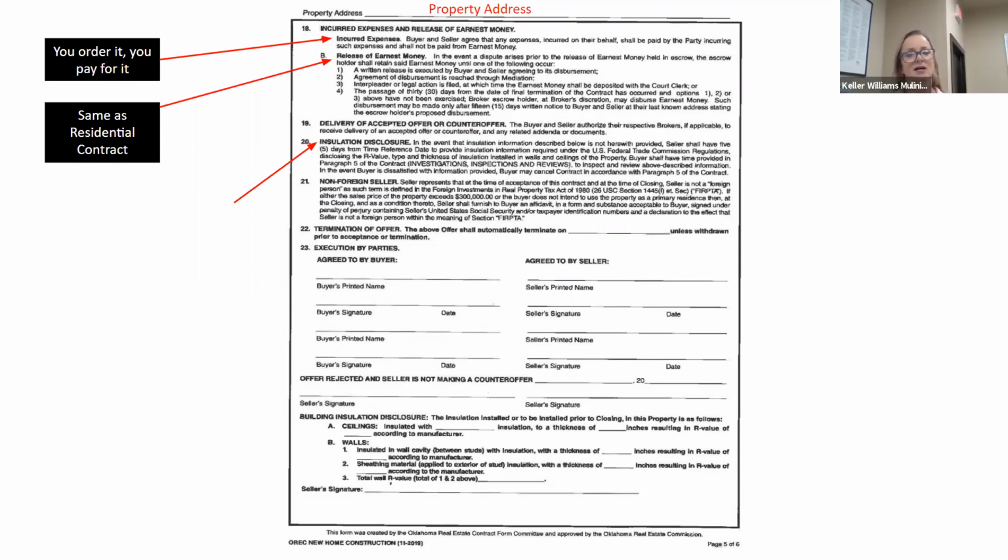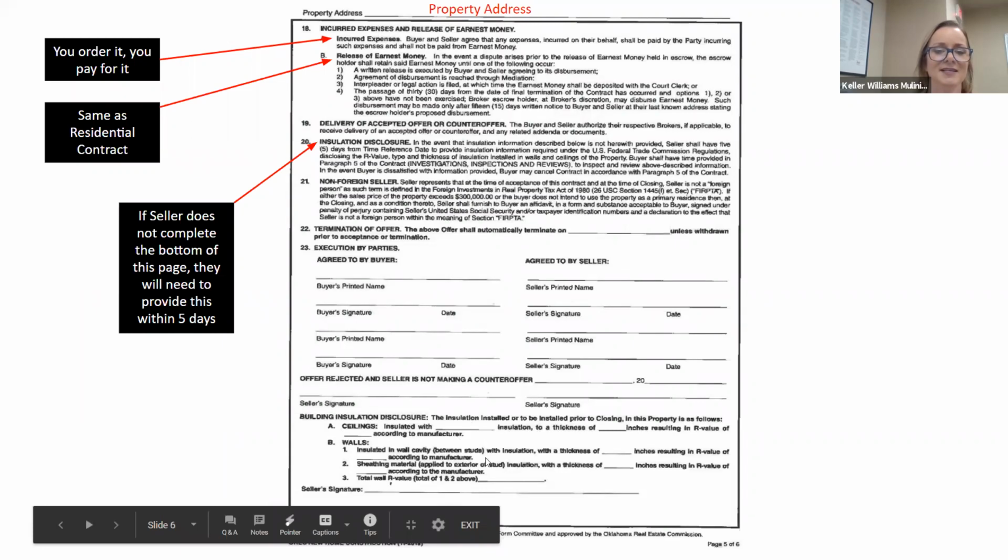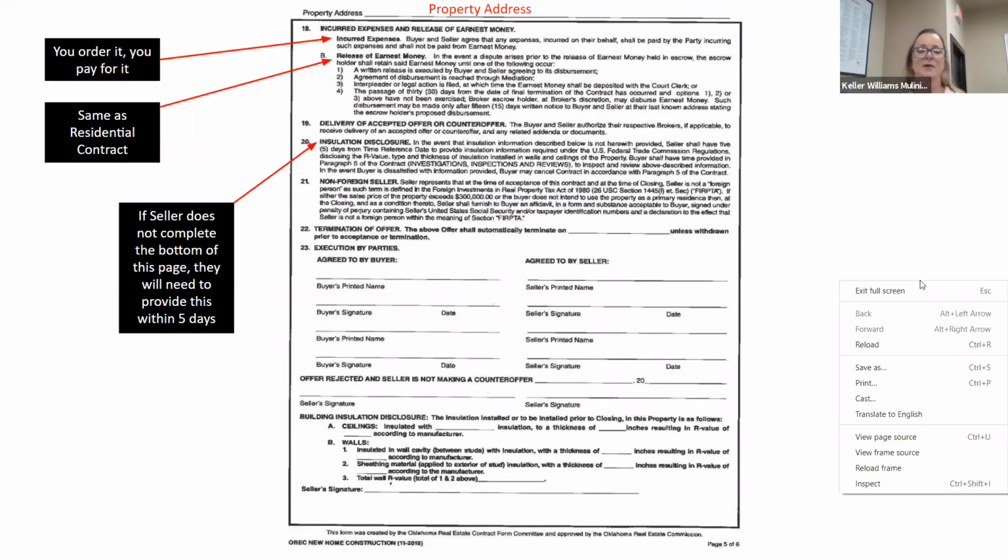Here, paragraph 20 talks about the insulation disclosure. So the seller will provide the insulation information within 5 days of the time reference date, and the buyer has the opportunity to review. If they find the insulation to be unsatisfactory, they can cancel the contract. If you look down here at the bottom of the page, this is the insulation disclosure. So you may in actuality be sending this contract over to the builder. And once he agrees to this contract and signs it, he will fill this in prior to signing the bottom of the contract.